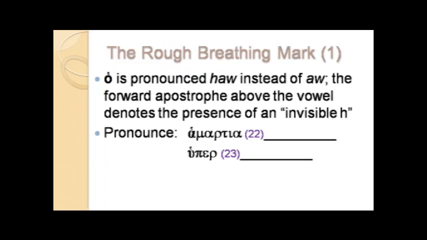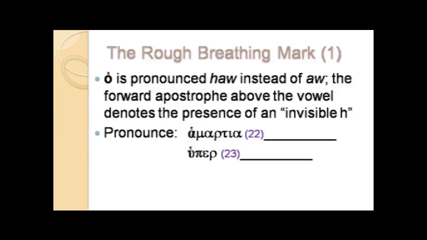Alright, section 2, the rough breathing mark. The rough breathing mark is pretty simple. It's basically an apostrophe that's put above a vowel. And when that happens, you basically pretend that there's an H in front of the vowel.